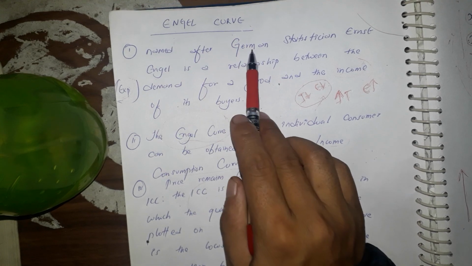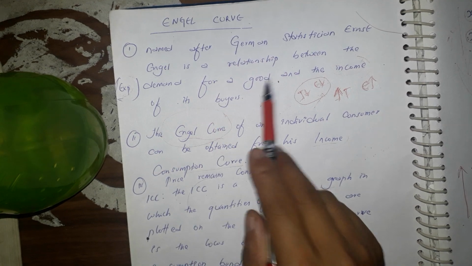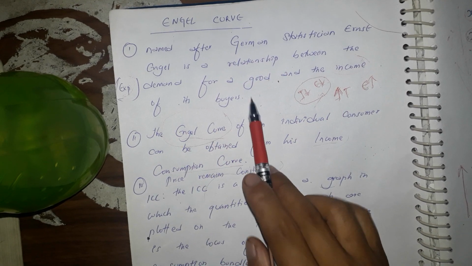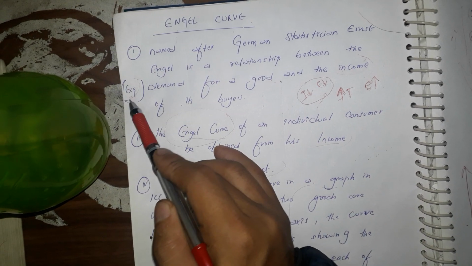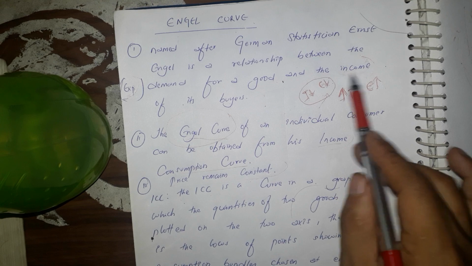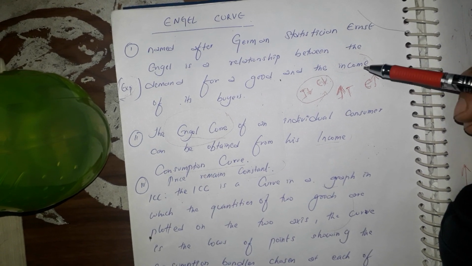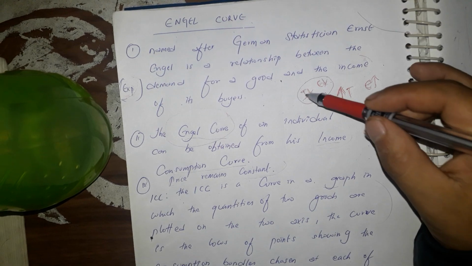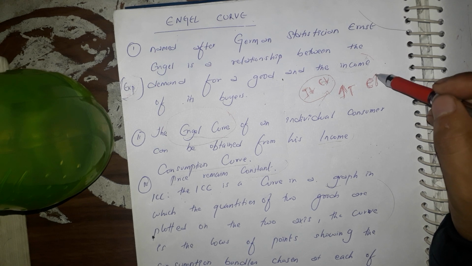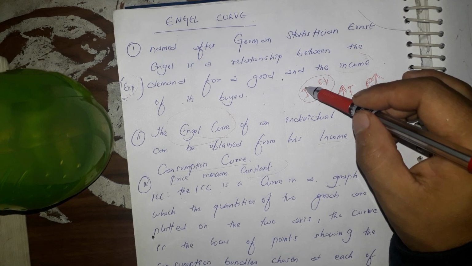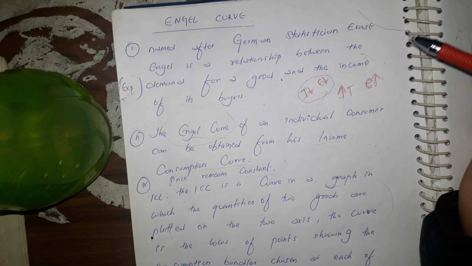Engel curve was named after a German statistician, Ernest Engel, and shows the relationship between the demand for a good and the income of a consumer. So basically, the Engel curve shows the relationship between expenditure and income of a consumer. There exists a positive relationship between income and expenditure. That is, as income of a consumer increases, his or her expenditure will also increase, and as income decreases, expenditure will also decrease.